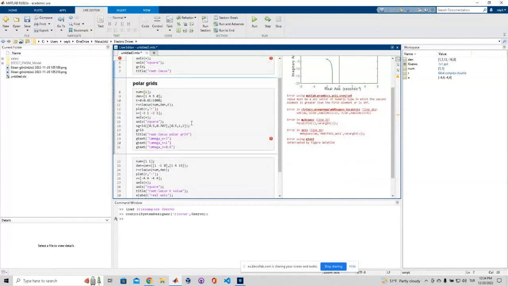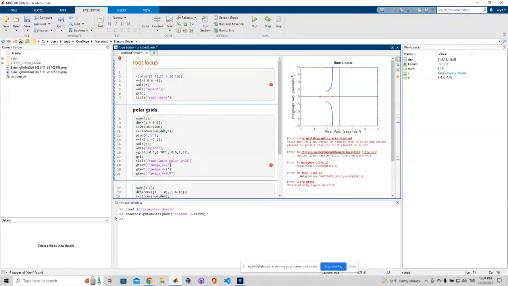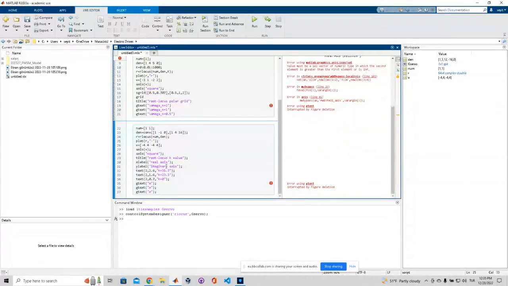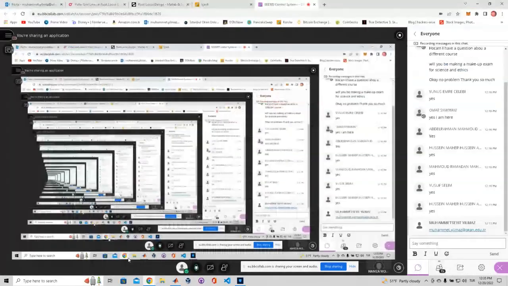All right. In here for polar grids, you define your root locus function as R, and you're going to see the omega values and your damping ratio. And lastly, you are going to add the root locus function and plot it for the K values, your gain value, to see how it affects our steady state for the function. Any question, guys?